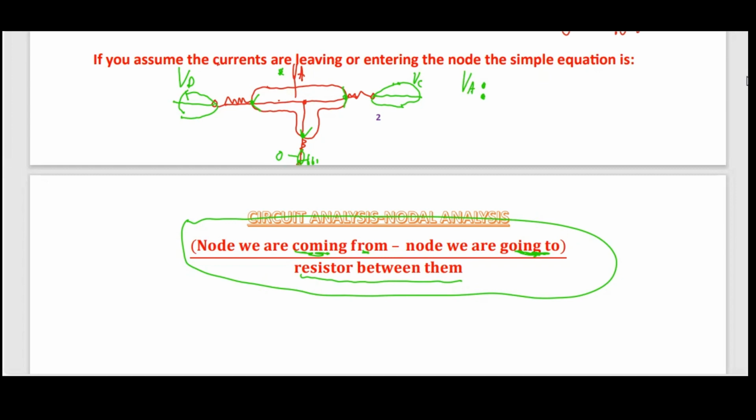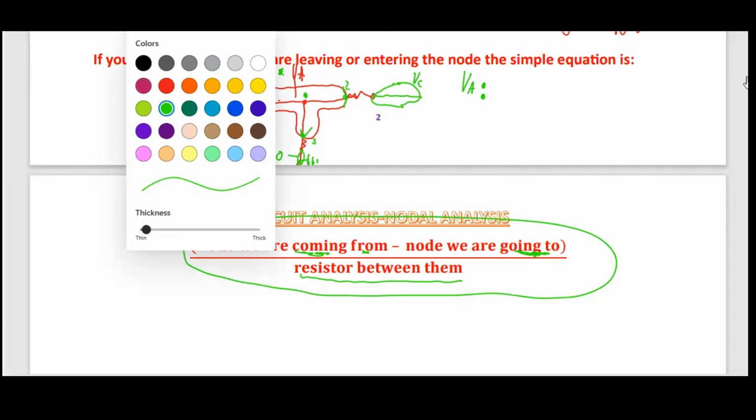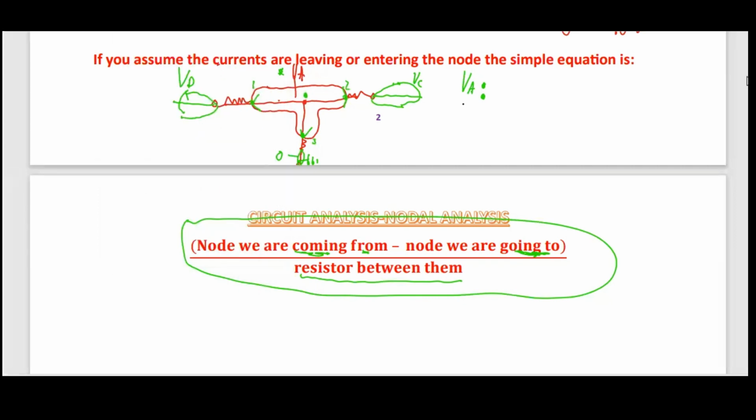All right, so the first thing: you have one here, two here, three entrances or exits, depending on how you look at it. Using the same equation here, the node we are coming from, since my current is going out, will always be VA. So all my equations are going to start with VA. Let me start with the first one here. I'm coming from VA and I go into VD.